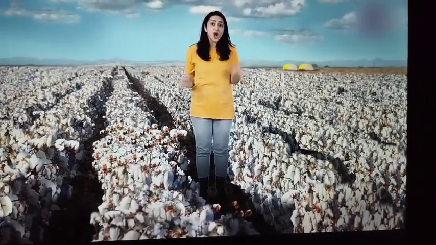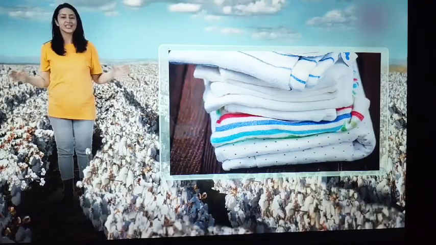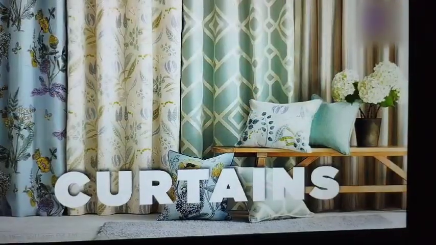Doesn't it look like there's snow stuck on these branches? Well, this is what cotton looks like in its natural form. It is a crop that is widely used in the textile industry to manufacture clothes, bed sheets, curtains, and much more. It is believed that cotton plants originated in India.